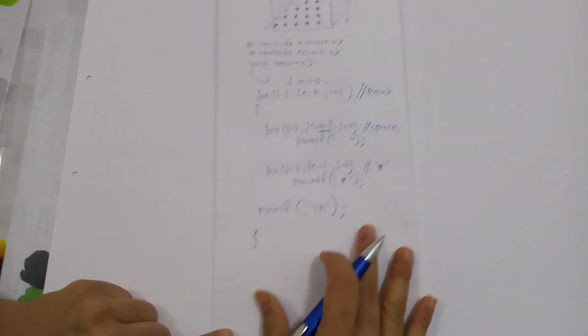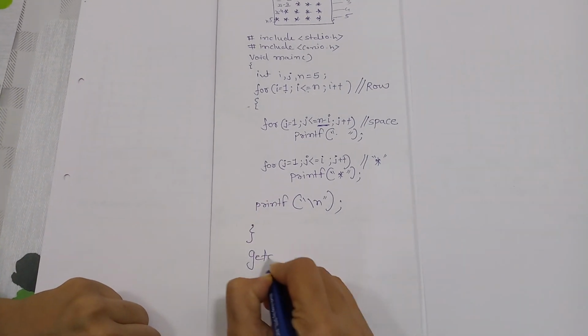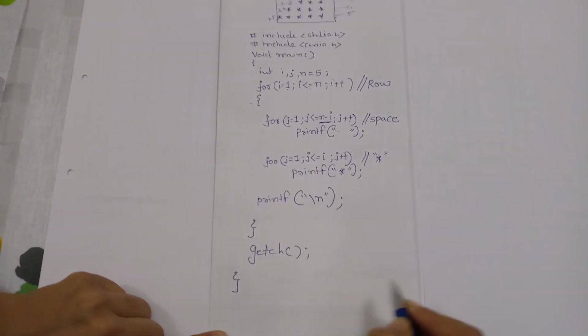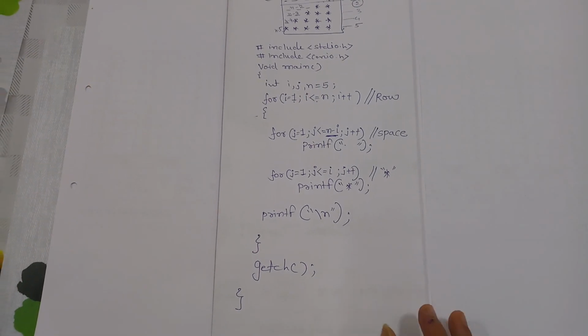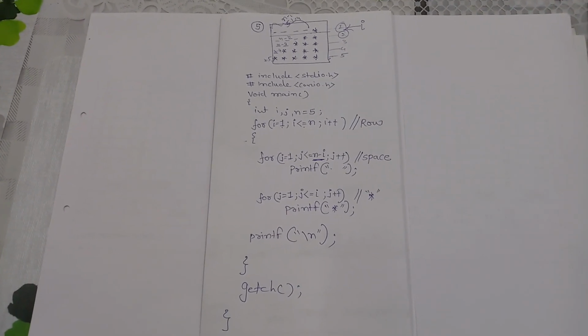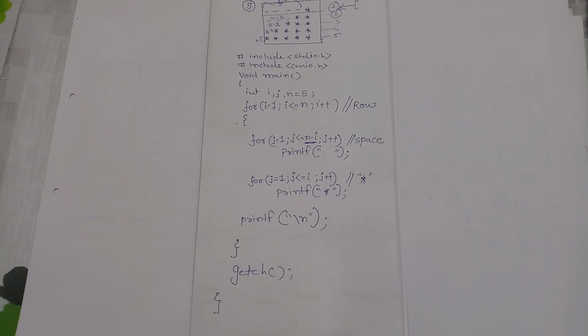And after completion of this for loop, you need to simply go for getch, and here the code is done. So we have learned 5 patterns. In the next video, we'll be learning the next 5. Thank you.